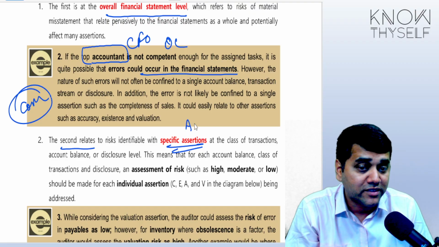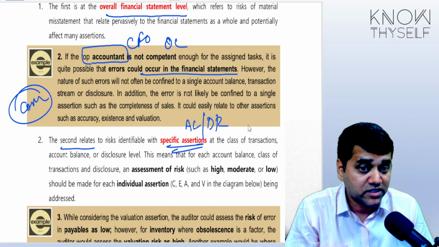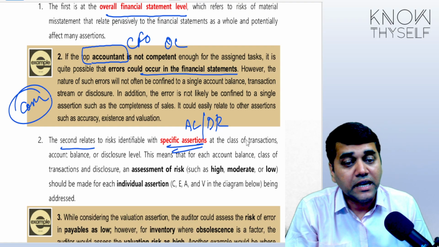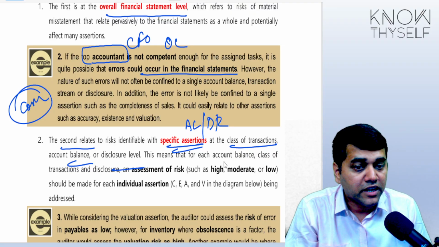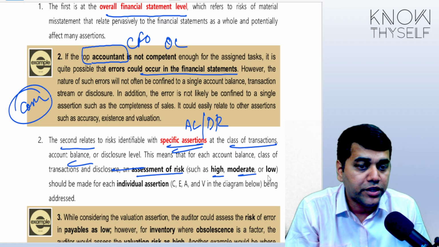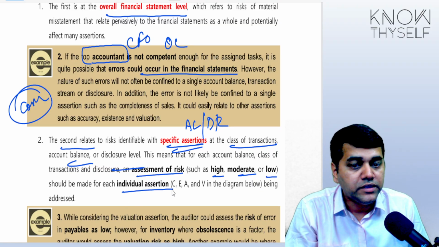So you can also call it assertion level risk, or direct risk. It can be at the class of transactions, account balance, or disclosure level. This means that for each item, you have to make an assessment of risk as high, moderate, or low. It should be made with the individual assertion.